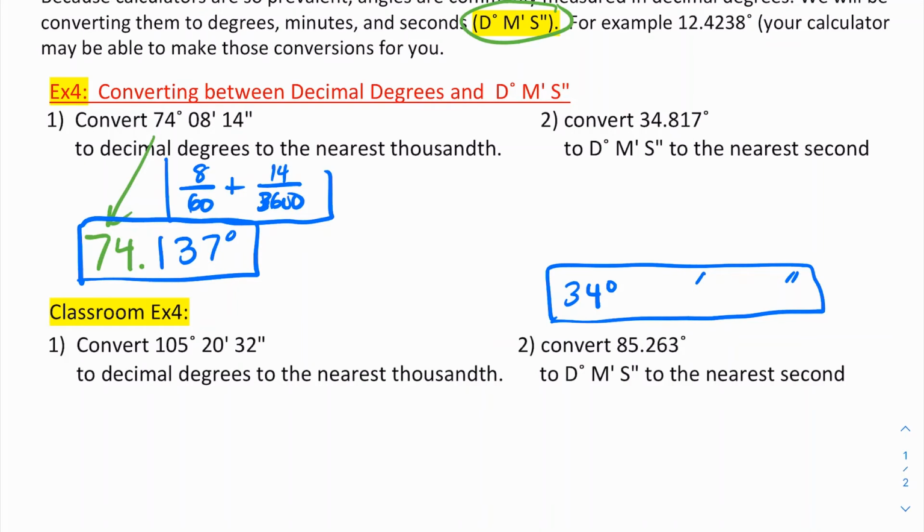So you take the decimal portion of this, okay, so decimal portion only, and we'll multiply that 0.817 times 60, and that's going to give me 49.02. And don't round anything here, and these are minutes. Now, even if you could round, I don't want you to round at this step. These are the minutes, the whole minutes. So that will go here.